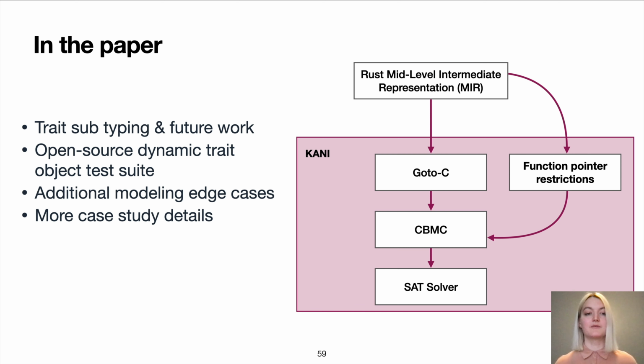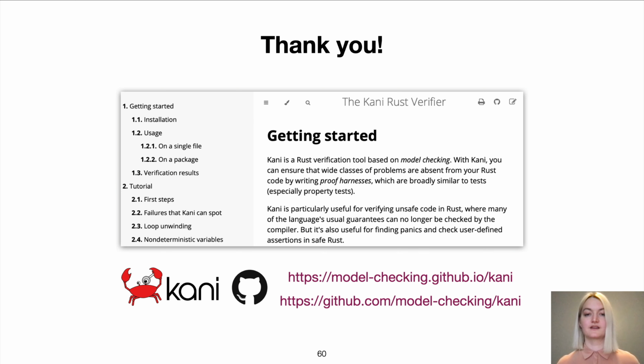In the paper, we have a lot more details on things like trait subtyping and future work in that direction. We talk about our open source suite of dynamic trait object tests, like many of the examples we covered today. We talk about additional modeling edge cases, and finally, more details on our case studies.